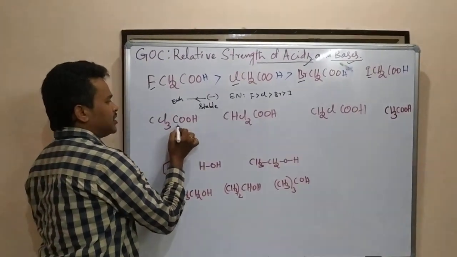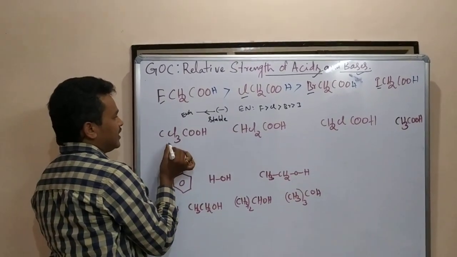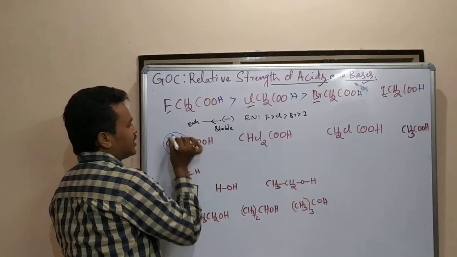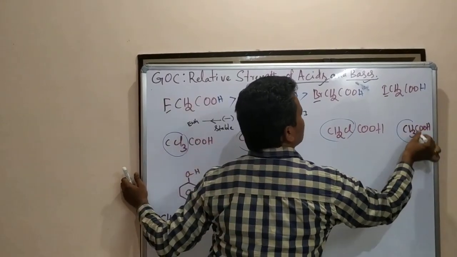CCl3COOH, which is common, COOH acids only. Who is going to decide? Here this group is going to decide.